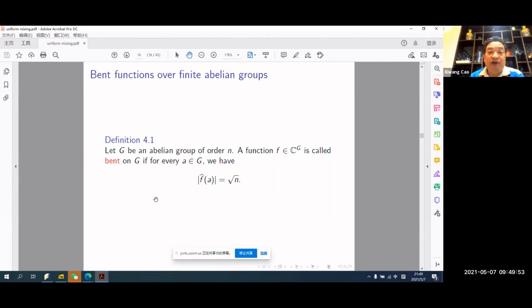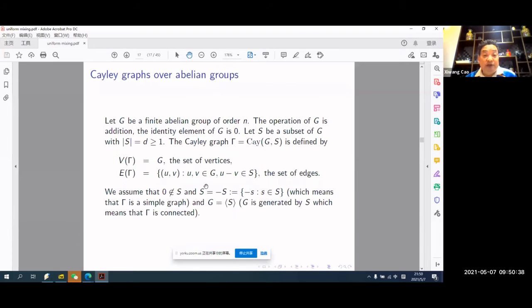We can define bent functions over any finite abelian group. Let G be an abelian group of order n. A function f is called bent on G if for every a in G, we have the absolute value of f hat(a) equals square root of n. This is a generalization of the classical bent function. The classical bent function is defined in a vector space over F2. Cayley graphs of abelian groups: we skip this, I think everybody is familiar with these facts.